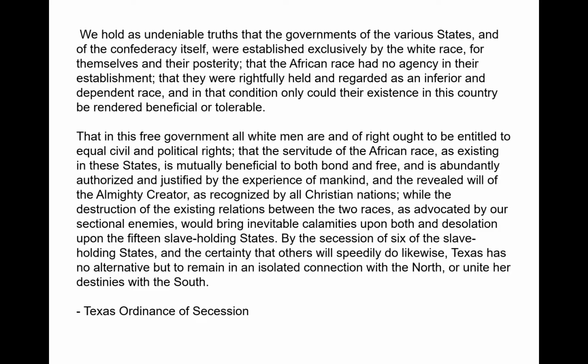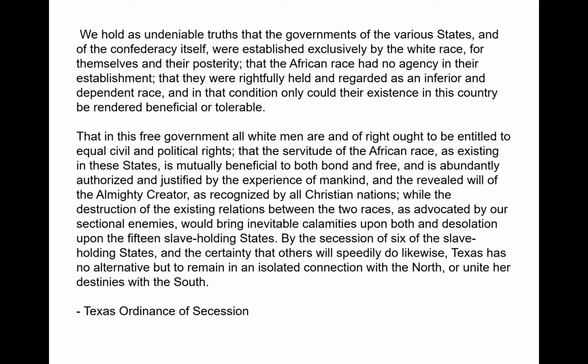There is no question that Texas in this document is saying we are leaving the United States because of slavery. We think that the northern states want to get rid of slavery, that they have a plot to get rid of slavery, and we are going to leave in order to save it. And you look at the other states, you will see similar things.